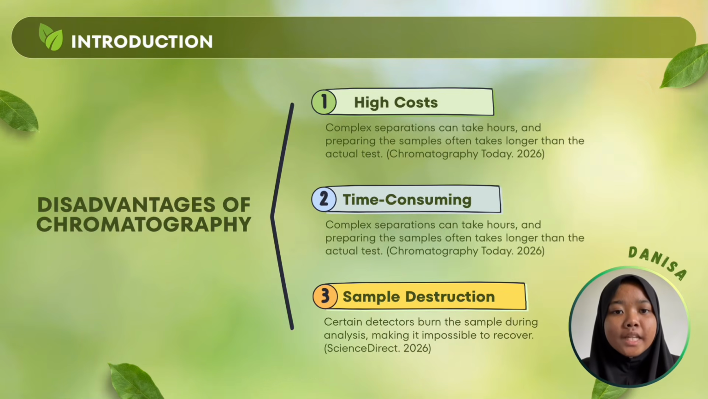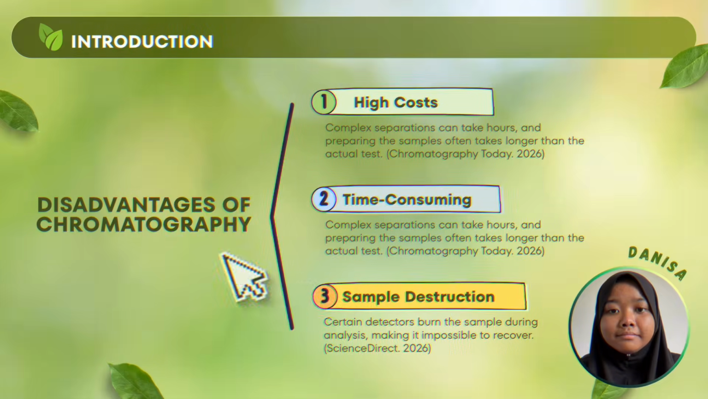While chromatography is an incredibly powerful tool, it does come with a few notable disadvantages. First, it can involve high costs, typically due to the expensive specialized instrumentation, high purity solvent, and also maintenance required for advanced systems. Second, the process also can be quite time-consuming. This is because complex separation can take hours, and preparing the sample often takes longer than running the actual test itself. Finally, we also have to consider sample destruction, as certain types of detectors can actually burn or alter the sample during analysis, making it impossible to recover afterward.